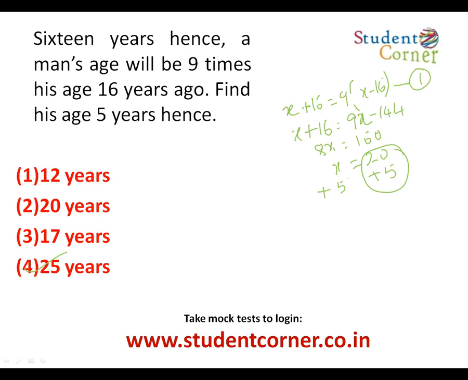12 minus 5 is 7. You can substitute 7: 7 plus 16 is 23, and 23 is not divisible by 9. Next, 20 minus 5 is 15, 15 plus 16 is 31, 31 is not divisible by 9. Then 17 minus 5. Why am I subtracting 5? Because these ages are 5 years hence, so I am taking 5 years back, and 5 years back is the present age. 17 minus 5 is 12, 12 plus 16 is 28, 28 is not divisible by 9. Take 25 minus 5 is 20, 20 plus 16 is 36, exactly divisible by 9. So this is how you can solve the problem rather than solving all the equations and variables.